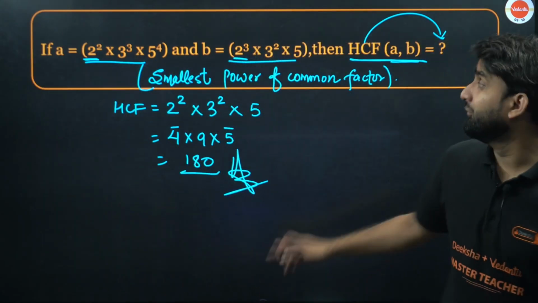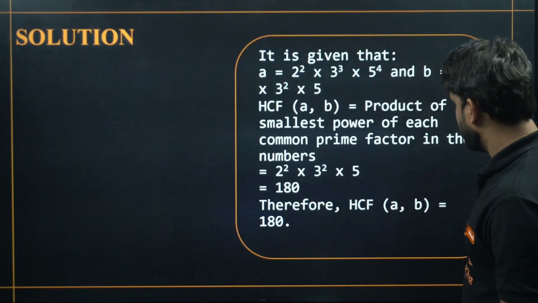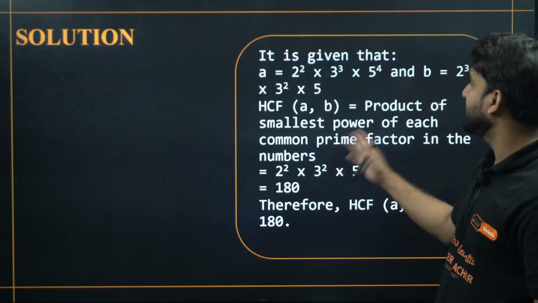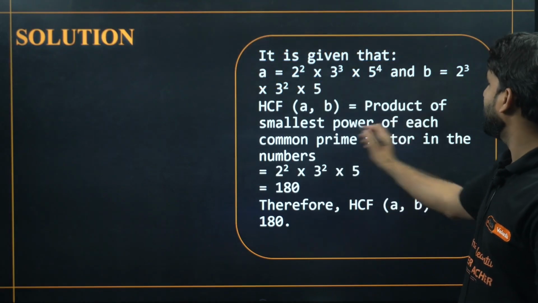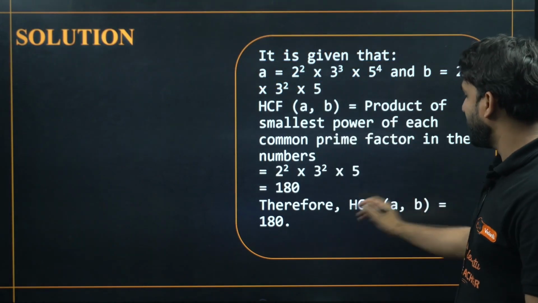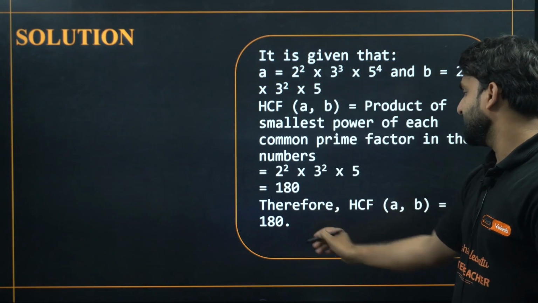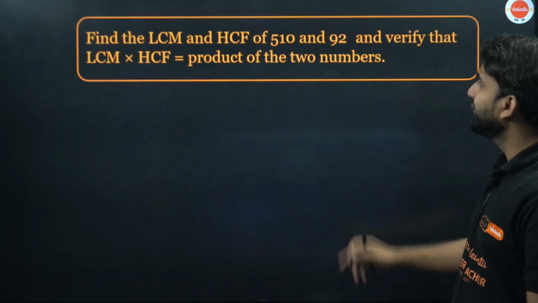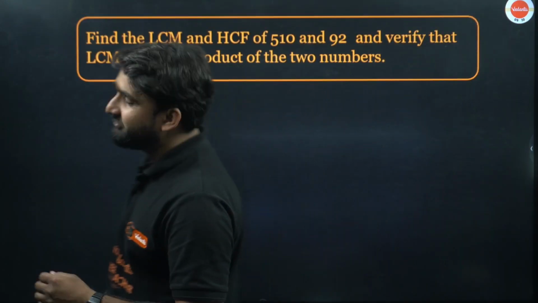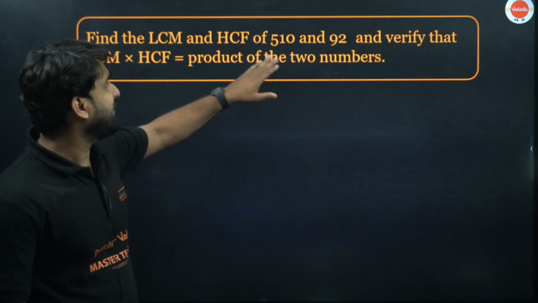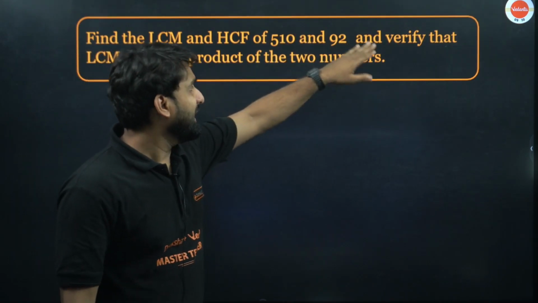Clear, everyone? Moving ahead. Question is given here, solution is given here. So the product of the smallest power of each common prime factor, and the answer is 180. I have already solved this. Moving ahead, find the HCF and LCM of 510 and 92 and verify this.